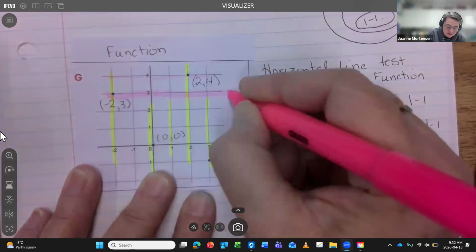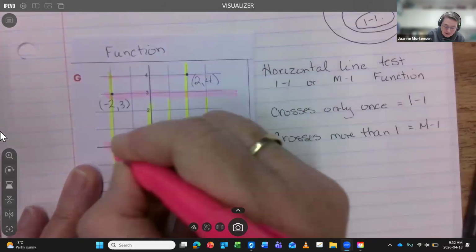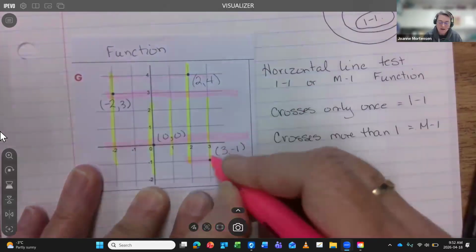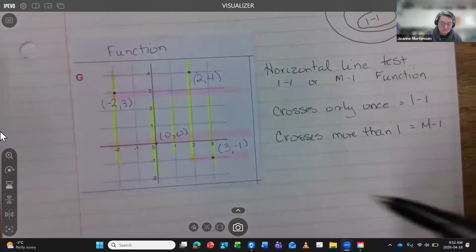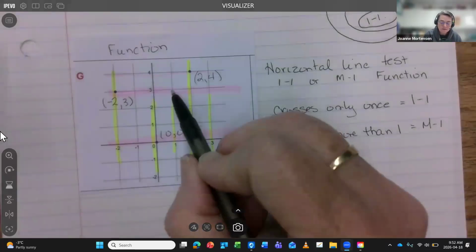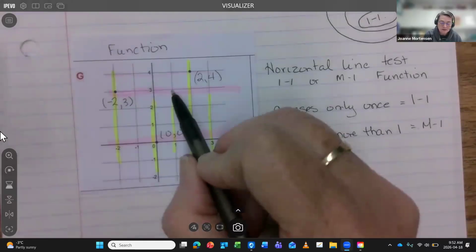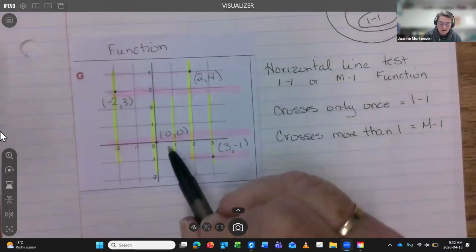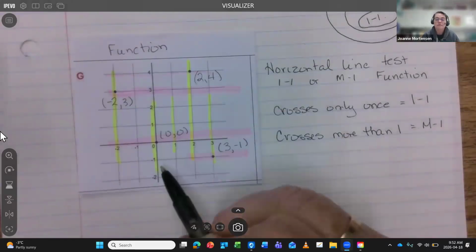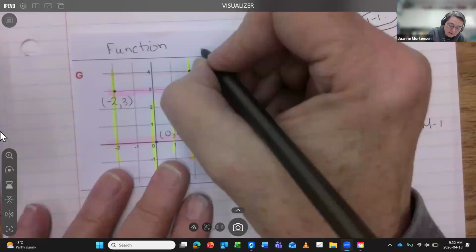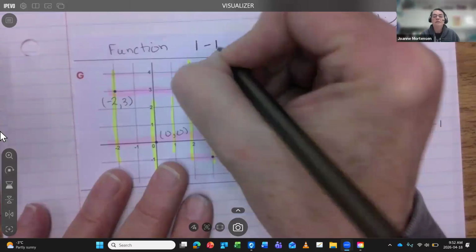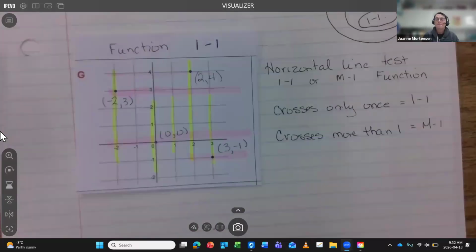What you can see is I'm drawing through every single point on my little graph. I'm only hitting one. There's not another Y value out here. There's not another point here, there, or over there. So this one is a 1-to-1 function. Ta-da!